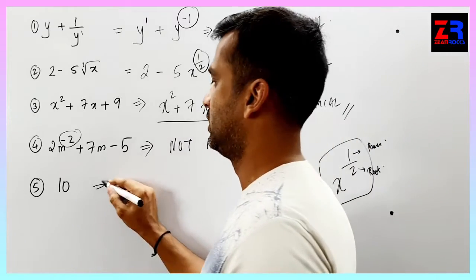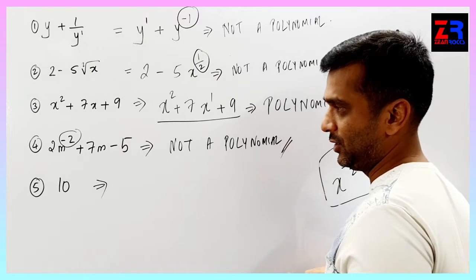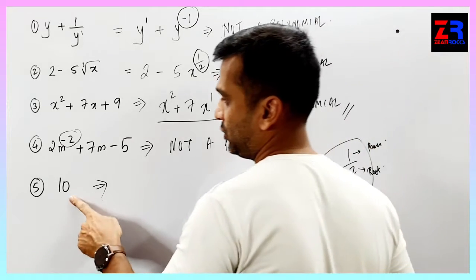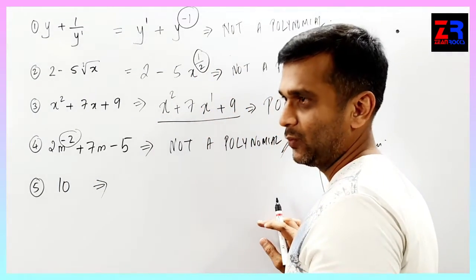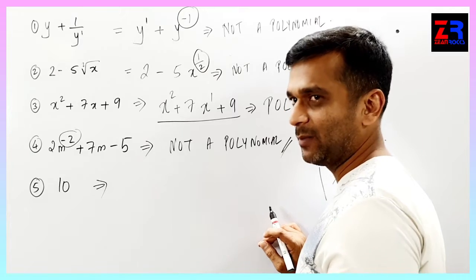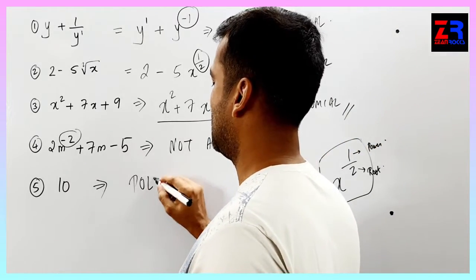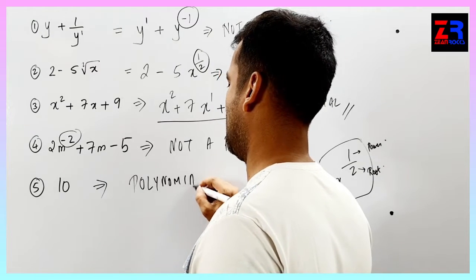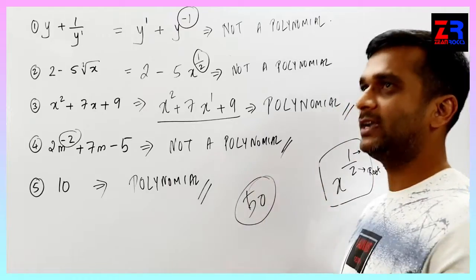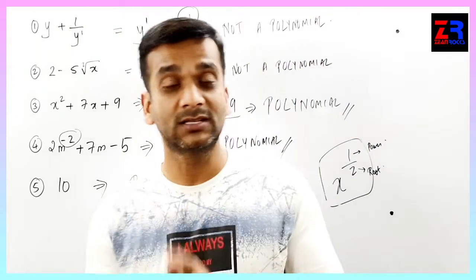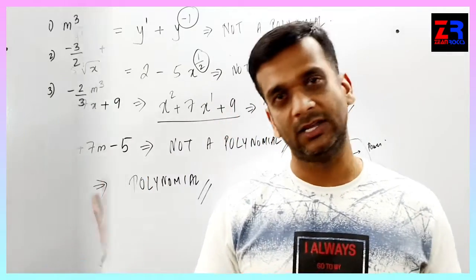Next question is 10. It is a constant number, there is no variable. Right? That means it is a polynomial. Always remember, any constant number, 50, 20, 100, any constant number is a polynomial. Is it clear? Clear.